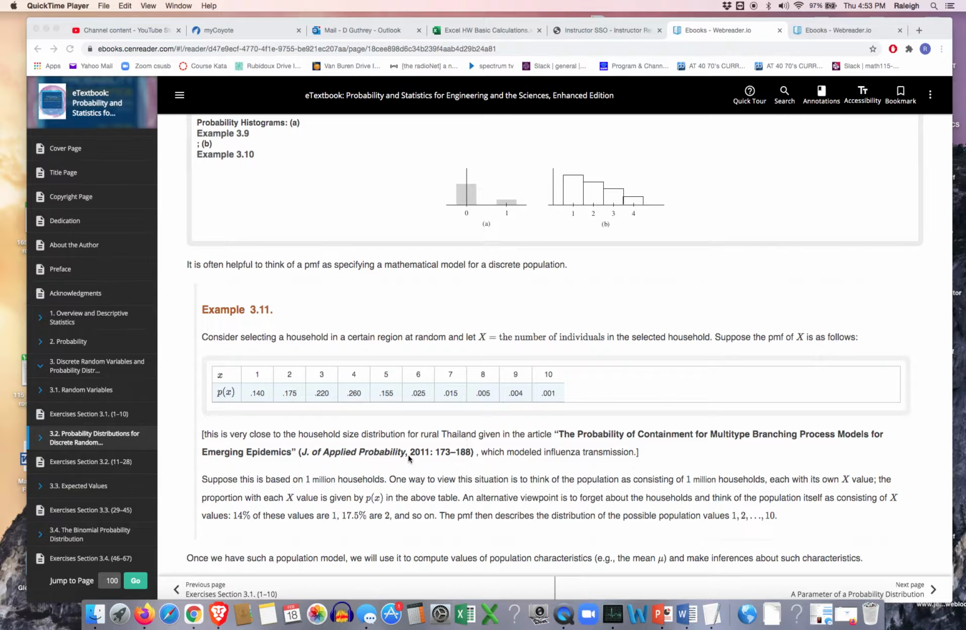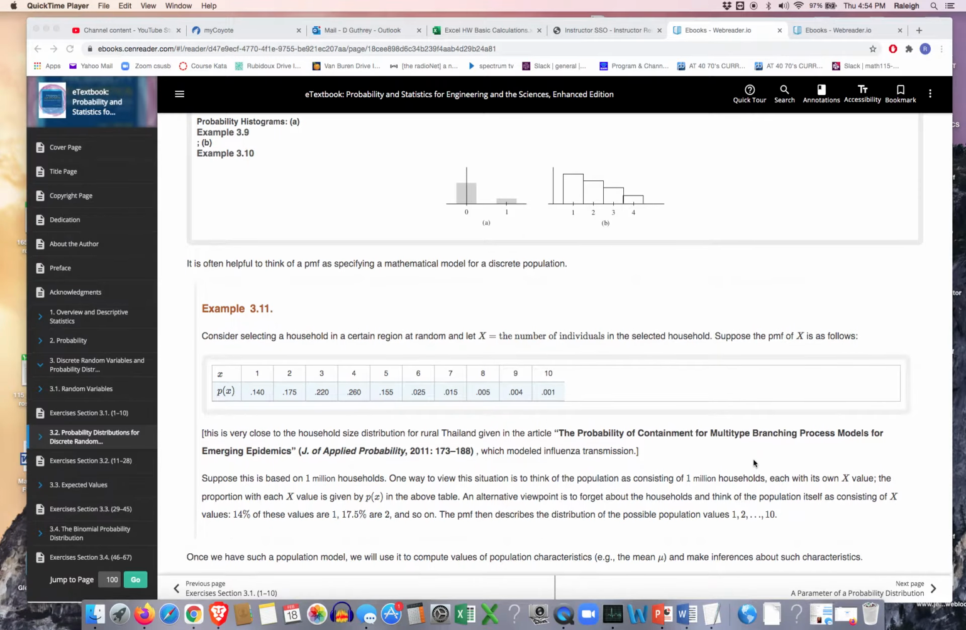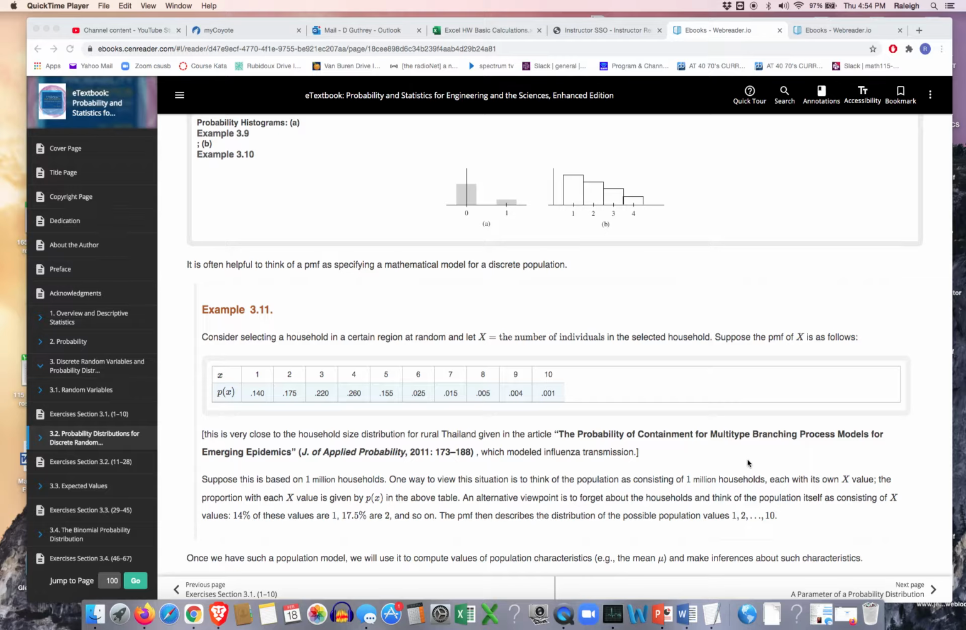And they do say this is close to the household size distribution for rural Thailand. How about that? And, by the way, the probability of containment for multi-type branching process models for emerging epidemics was done way back in 2011. Ten years ago, they were looking at this kind of thing. And so I guess the more people per household, the more it's likely to spread. So there you go.